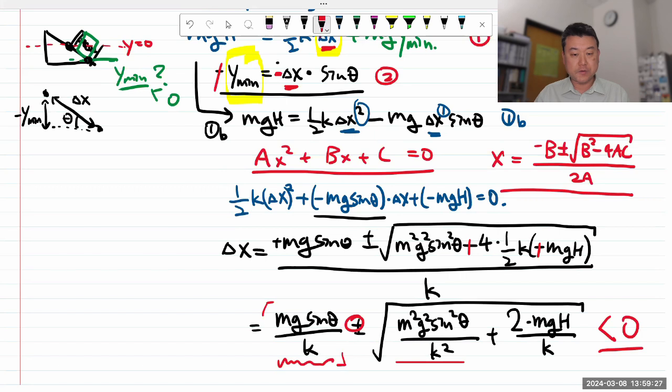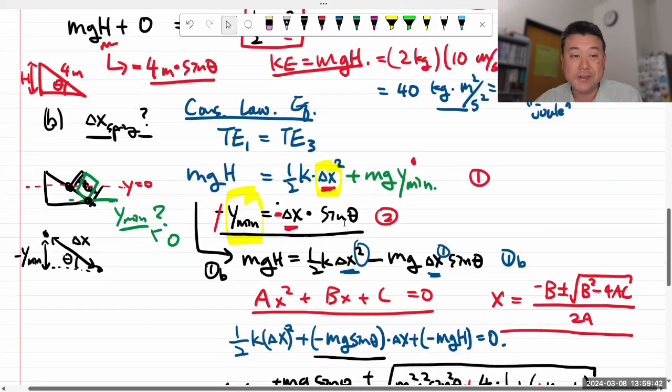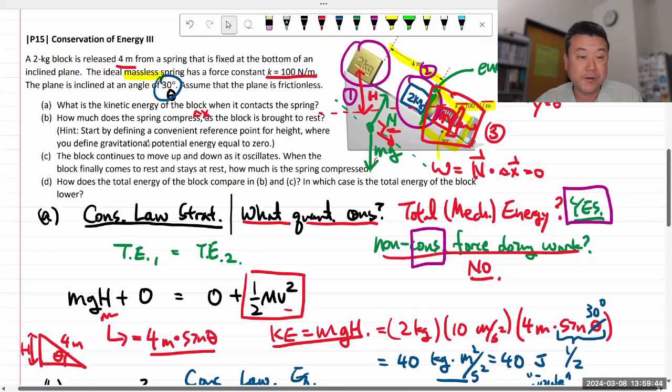Then, okay, so it's this thing plus that thing. Doesn't really simplify. You can factor out things like mg, but it doesn't really simplify. I'll just leave it be. If you want, you can plug in the numbers to see what the delta x looks like there. I'll leave that for you for your exercise.